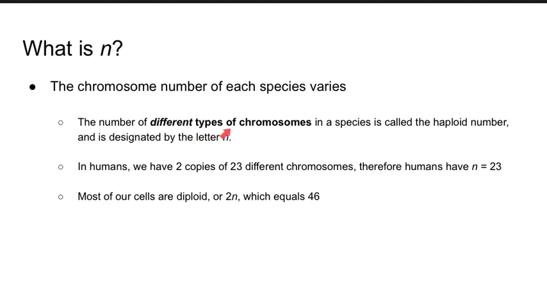You have 23 unique pairs of chromosomes. Okay, so 23 individual chromosomes. So we have 2 copies of 23 different chromosomes, therefore our N value is 23. Most of the cells in your body are diploid, or what we would say is 2N, right? 2 times N, okay, which equals 46. If you were triploid, it'd be 3N. Tetraploid would be 4N. Octoploid, like the strawberries we talked about just a moment ago, would be 8N. So this just acts as a multiplier depending on how many copies of the chromosomes that species has.